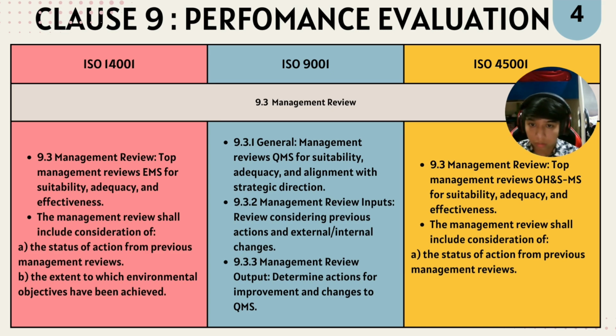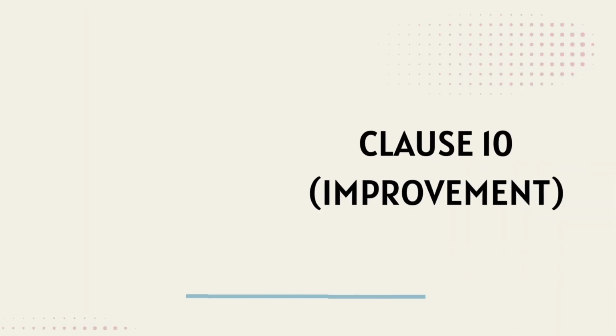For ISO 9001, it is to review the QMS for suitability, adequacy, and alignment with strategic direction. For the management review inputs, it is to review, considering previous actions and internal changes. For the management review output, it is to determine actions for improvement and changes to the QMS. For ISO 45001, top management reviews the OH&S management system for suitability, adequacy, and effectiveness. The management review shall include the consideration of the status of actions from previous reviews.